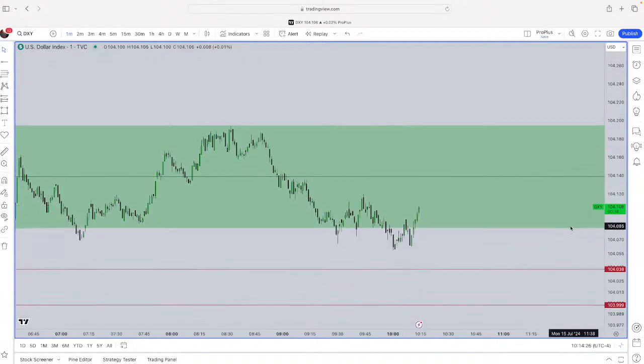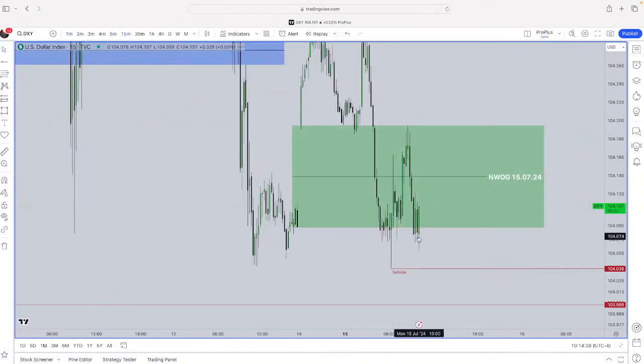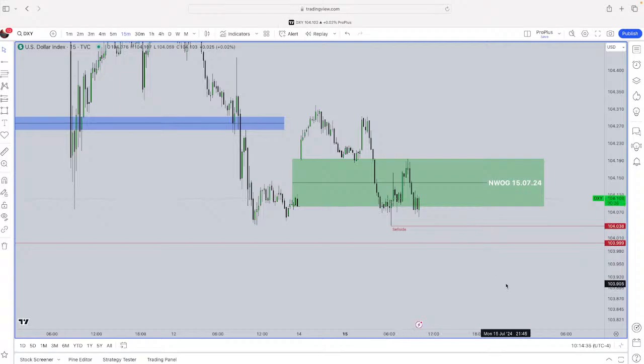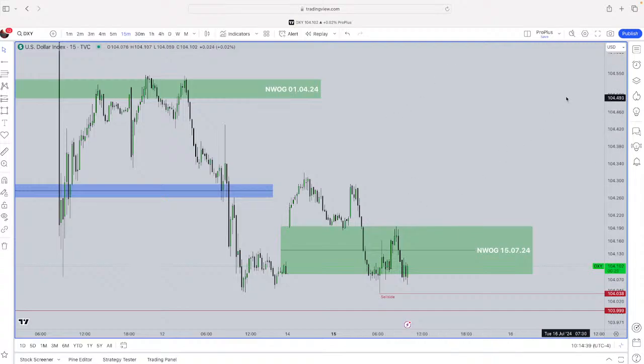Just keep an eye on dollar though. If it keeps coming back into the weak opening gap, that means dollar's not trending. But once it starts trending away from it, that means it's trending. It breaks above, retests, and it starts trending higher.